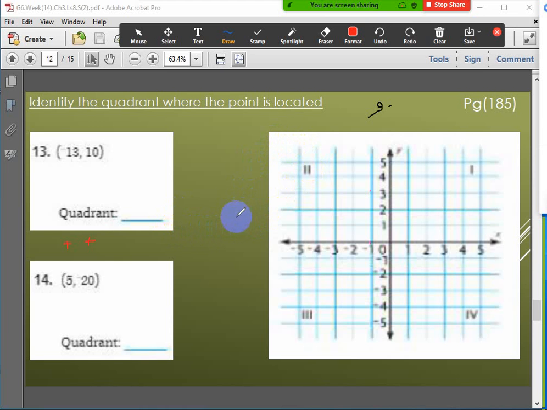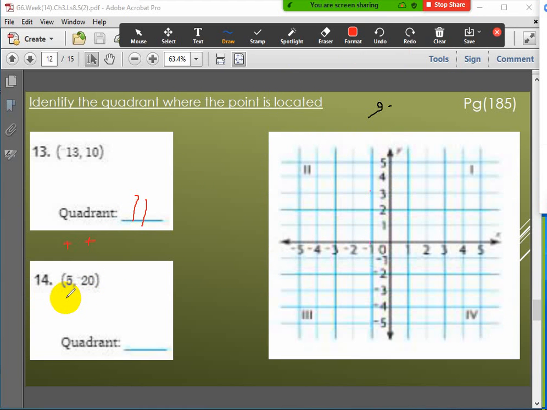Jana? Negative 13: the x is negative, the y is positive. In which quadrant? X is negative and the y is positive. So that means in which quadrant? 2, very good. Thank you, Jana.